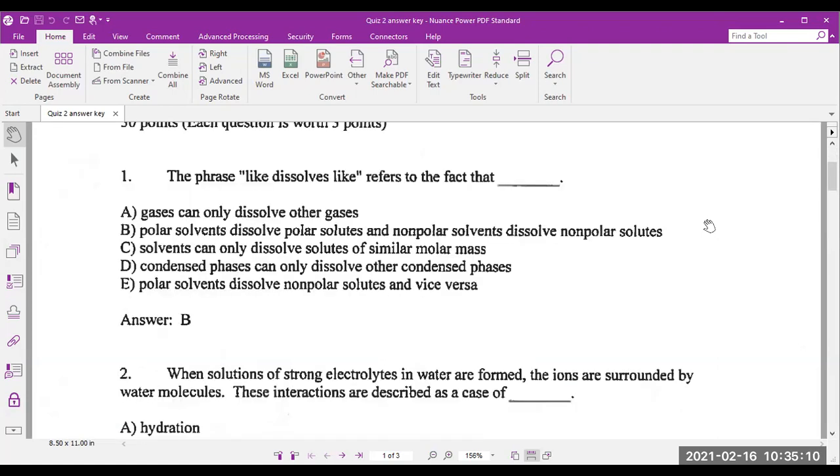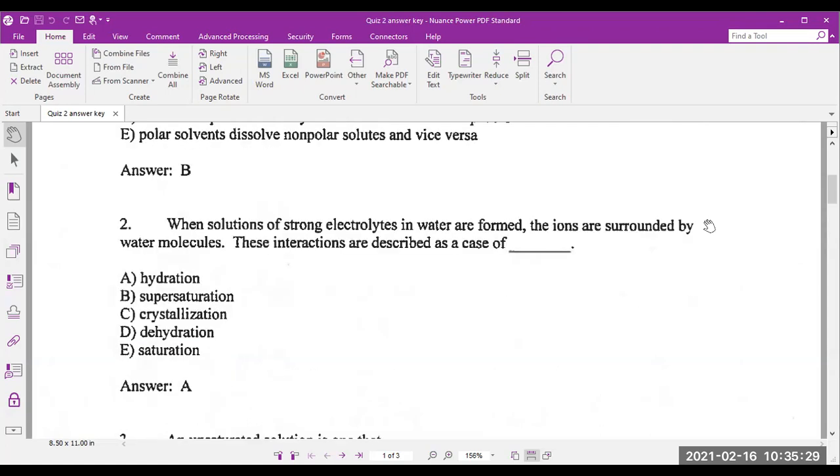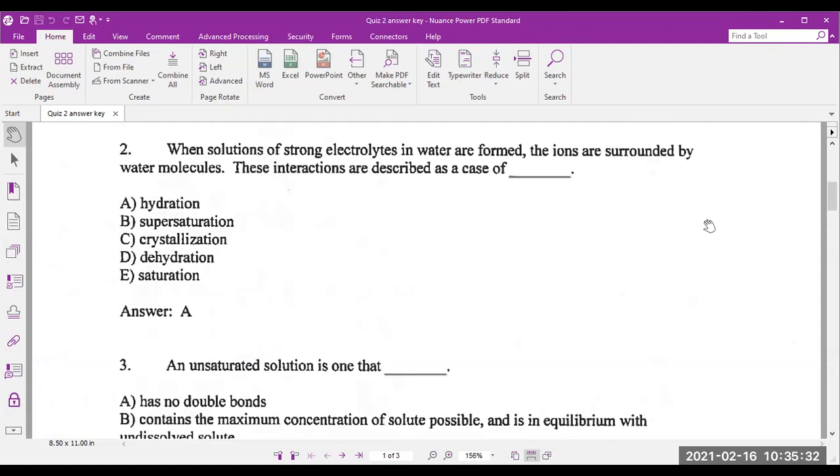Okay, so the first question of the quiz was: the phrase "like dissolves like" refers to the fact that, and the answer was polar solvents dissolve polar solutes and nonpolar solvents dissolve nonpolar solutes. Number 2, when solutions of strong electrolytes in water are formed, the ions are surrounded by water molecules. These interactions are described as a case of, and the correct answer was hydration.